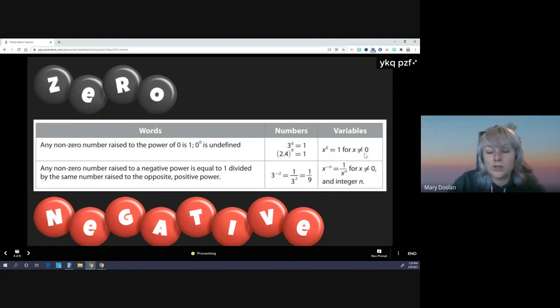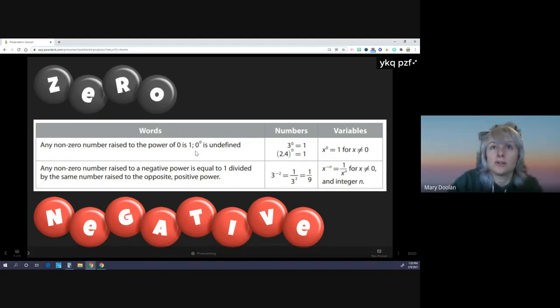So there's an exception to the rule. This doesn't work if you have 0 to the 0 power. This we can't do in math. This we say is undefined. It's like when you try to divide by 0, it's undefined. And 0 to the 0 power is undefined.